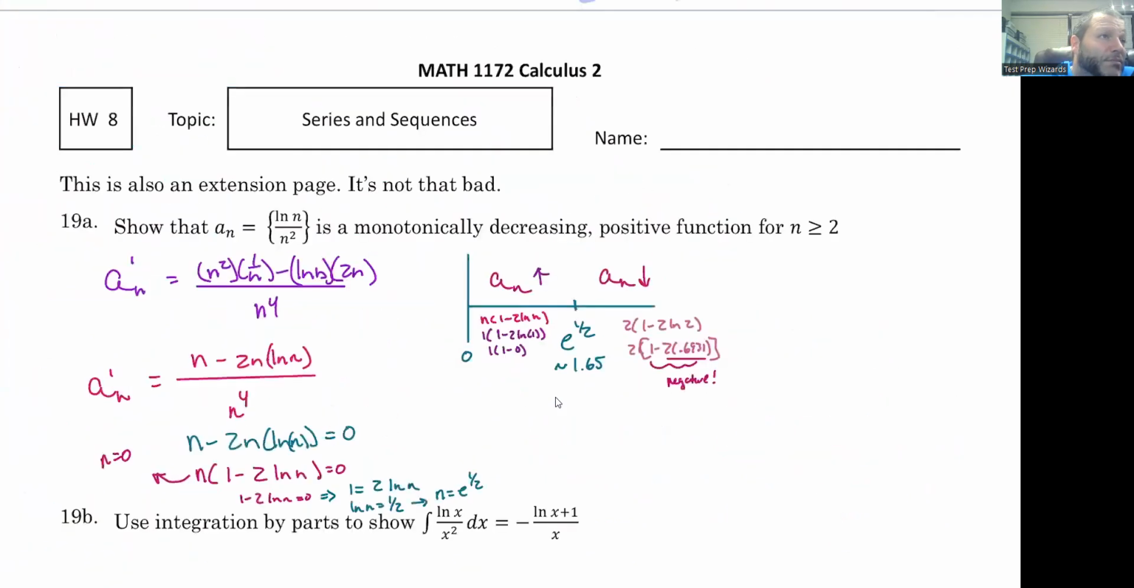So what do we just show? Well, remember, n is a positive whole number, right? Because it's a sequence. So when n is equal to 1, it's increasing. Whenever n is greater than 1, 2, 3, 4, 5, it's decreasing. So we showed the decreasing part. The positive part is going to be easy, right? Because if I square n, it's going to be positive. Natural log of any number greater than 2 is also positive. Positive over positive, this thing is positive, right? So we've just shown that this thing is decreasing and positive for all values of n greater than 2.